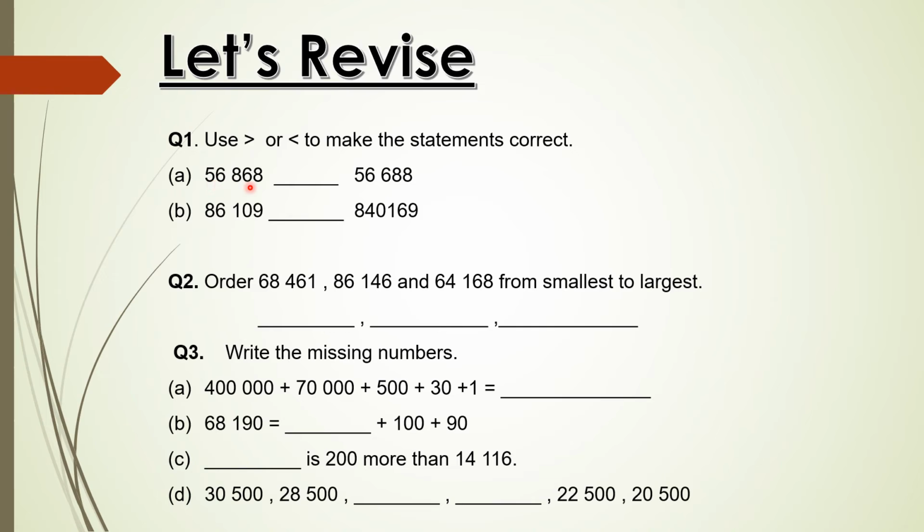So 56,868 is greater than 56,688. If this is not clear to you, make sure you look at the previous two lectures. This was actually taught in lecture number 2. So make sure you revise it so that things are clear to you.